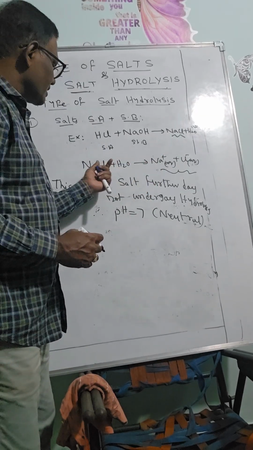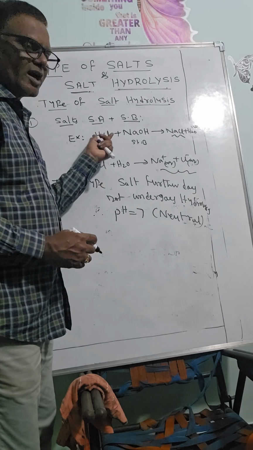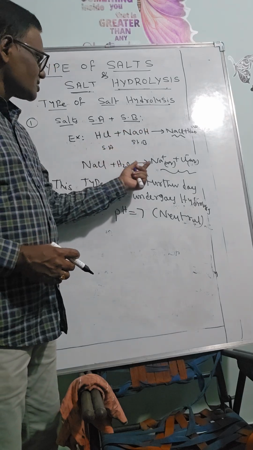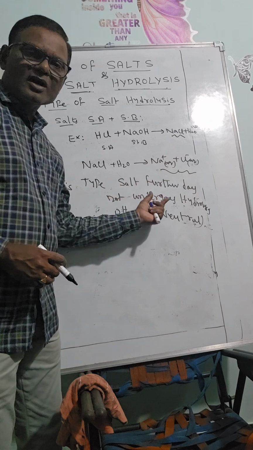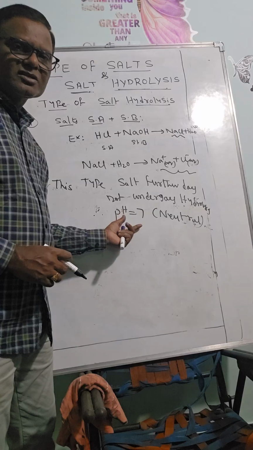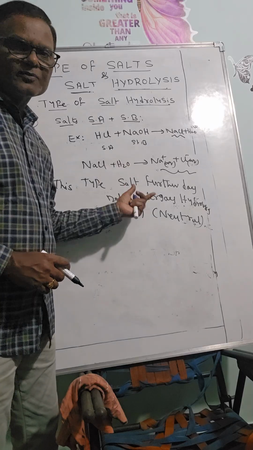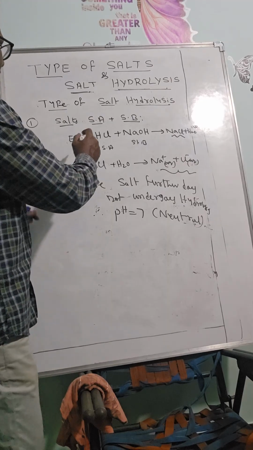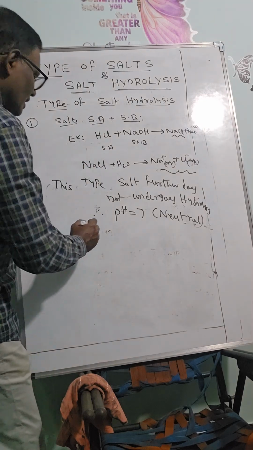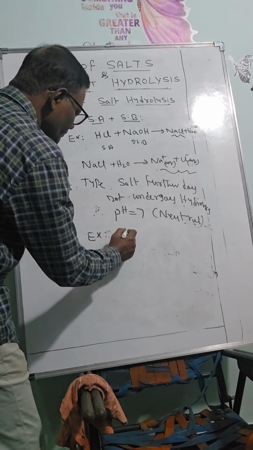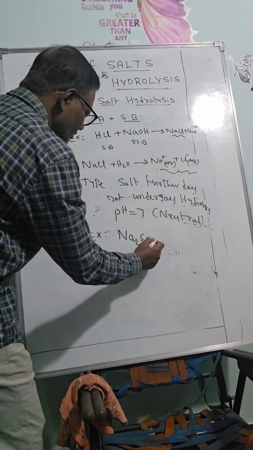So this salt is obtained by combining strong acid and strong base. That's why strong acid and strong base salt further does not undergo hydrolysis. Therefore always the pH is equal to 7 for this type of salts. Its nature is a neutral nature. So example here, children, NaCl or like that. One more example, Na2SO4 also.